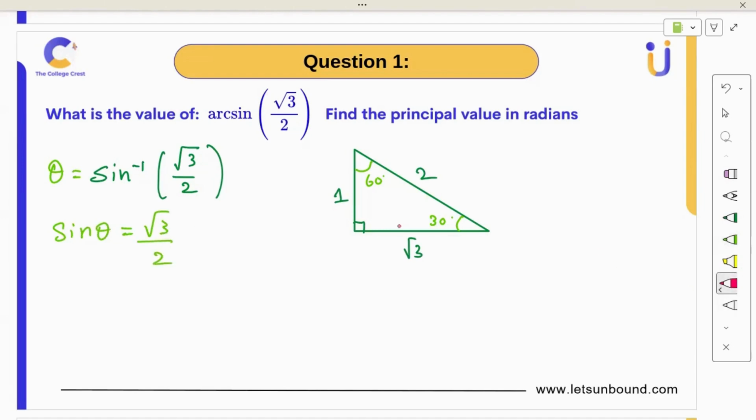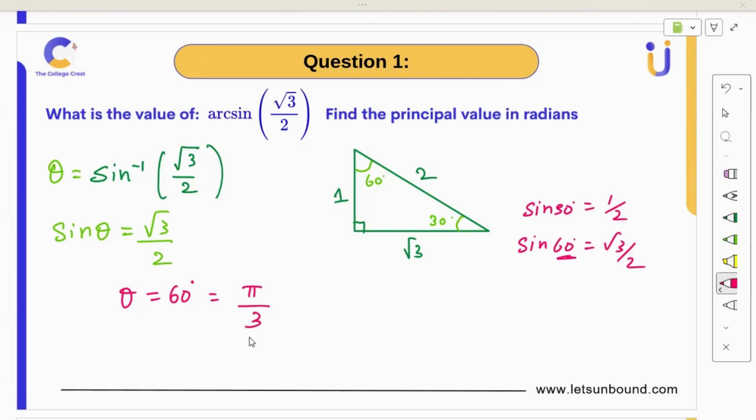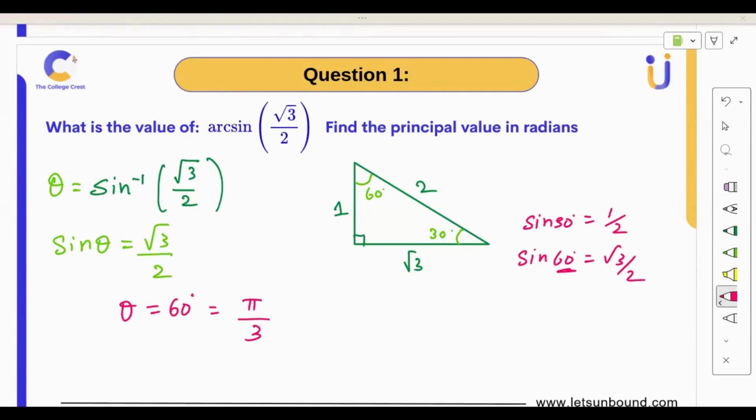Okay, in this you find sine 30 is 1 by 2, but I need root 3 by 2. Let me find sine 60, which is root 3 by 2. Right? So that theta is 60 degrees. But they're asking in radians. Radians means you just multiply by pi by 180. It's pi by 3. So pi by 3 is the answer for this. And it is that simple. We have to make sure if they ask in radians, we give it in radians.